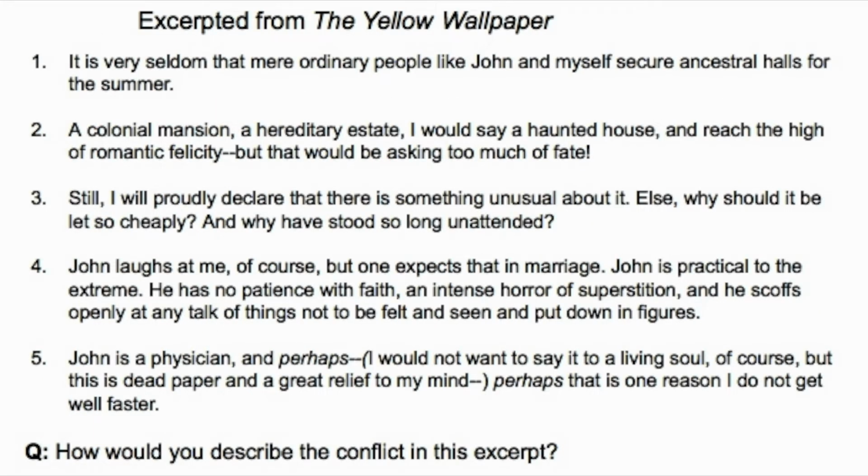Okay, so another question here, and this one's not multiple choice. I'd just like you to think about it and try to put it in your own words. What do you think is the conflict in this excerpt? In other words, how would you describe the conflict in this excerpt?